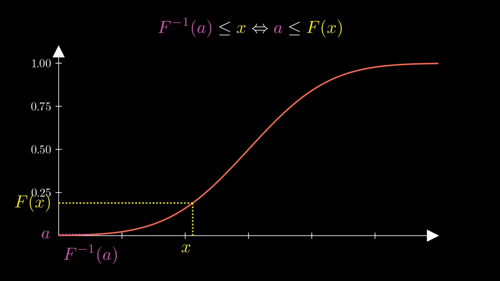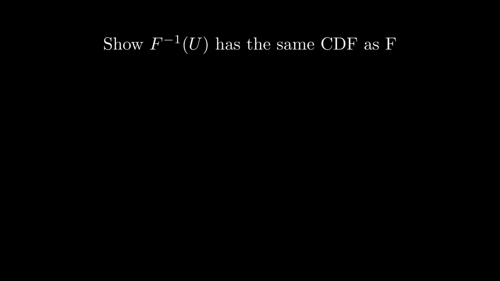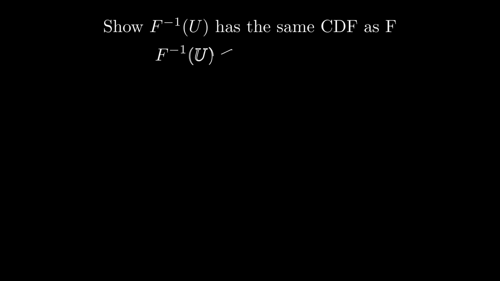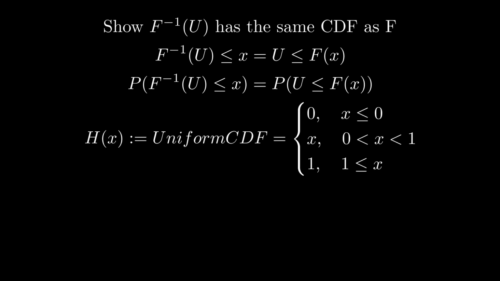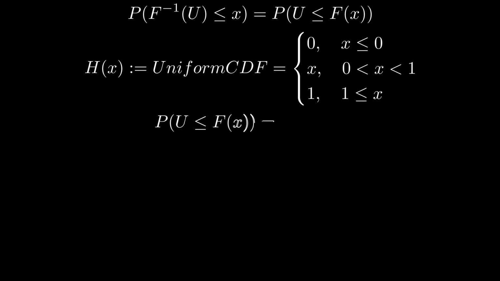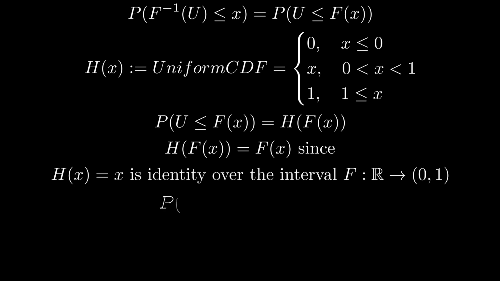Now I want to show you that the CDF of F inverse of U is the uniform CDF. If two random variables have the same CDF, it means that they have the same probability distribution. We first start with the CDF of F inverse of U less than or equal to dummy variable X. We apply our bijective property to get the probability of big U less than or equal to F of X. We now have the CDF of U evaluated at F of X. We rewrite our uniform CDF as H, so we can see that after applying identity, we have F of X.